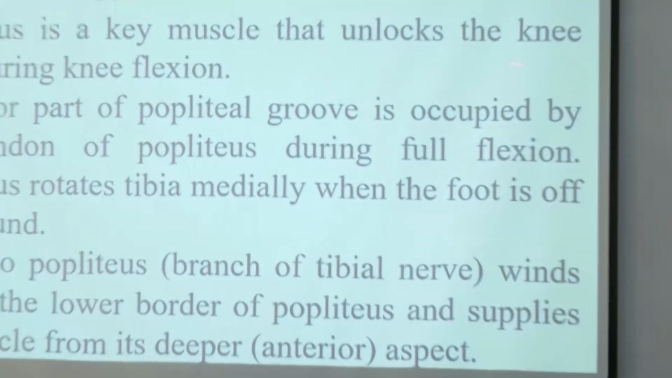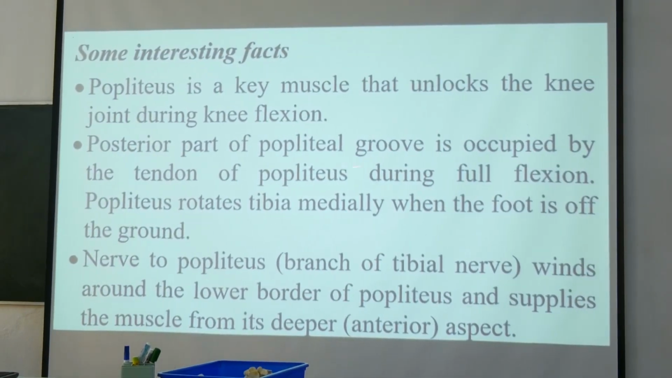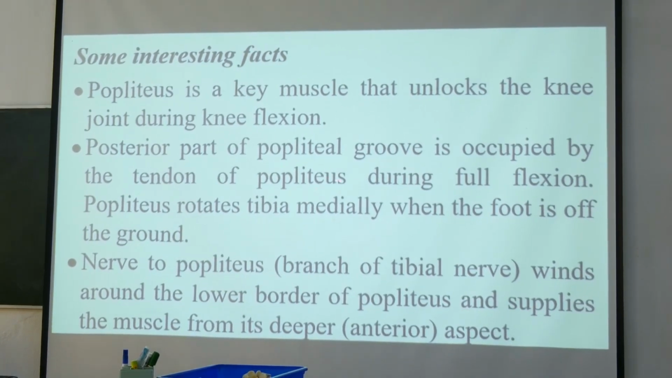Okay, that is important. Popliteus is the key muscle that unlocks the knee joint during knee flexion. The posterior part of the popliteal groove is occupied by the tendon of popliteus during full flexion, and popliteus rotates the tibia medially when the foot is off the ground. And the nerve to popliteus, which is a branch of the tibial nerve, winds around the lower border of popliteus and supplies the muscle from its deeper or anterior aspect.